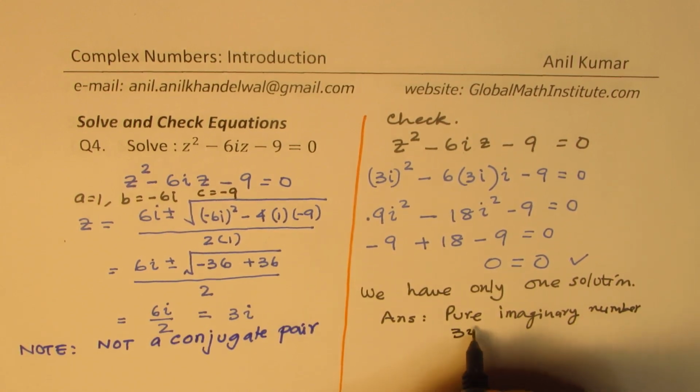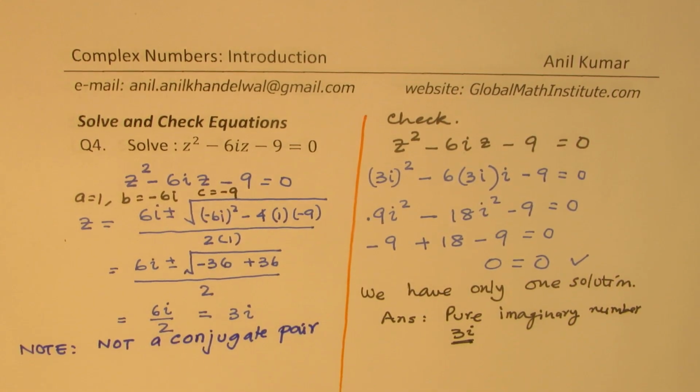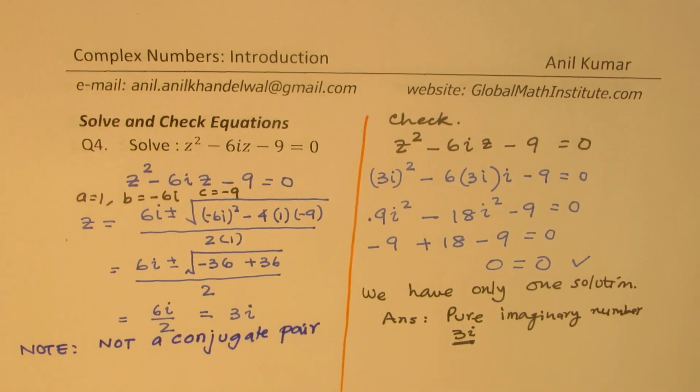Do you see that? So sometimes you do not have the real part in the solution and there could be just one solution. Clear?